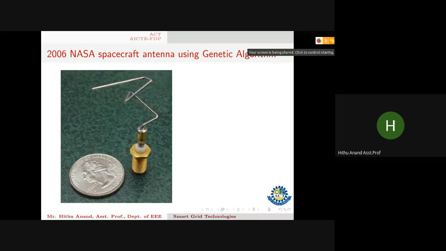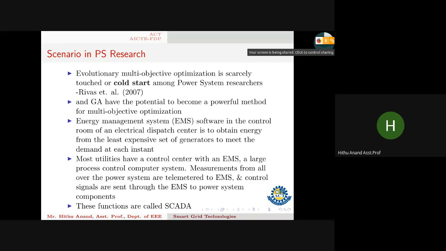That is the concept, scientific concept. It is not actually a creation. So in power system, the scenario was it's a cold start among researchers, right? It is actually given in the reference 2007 because, according to him, with these algorithms, not very rigorous research was happening among the researchers in the power system, but it is a requirement because we have a lot of problems to be solved in power system.